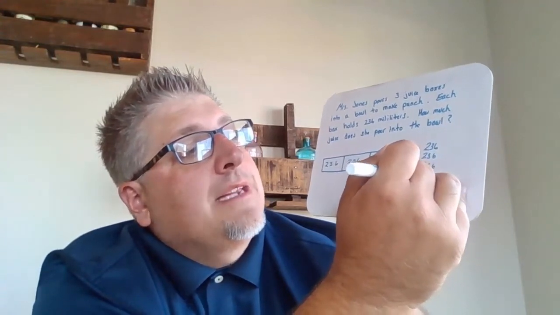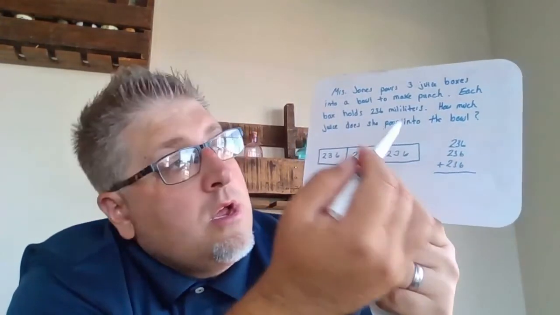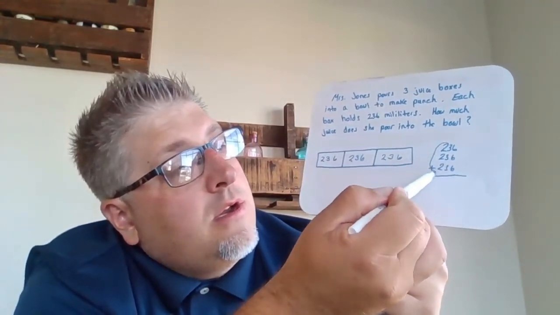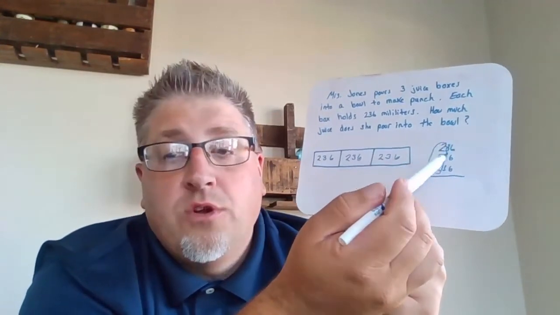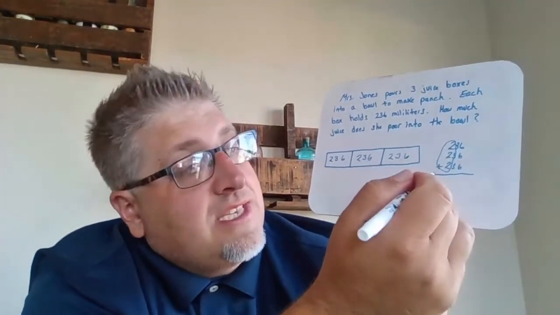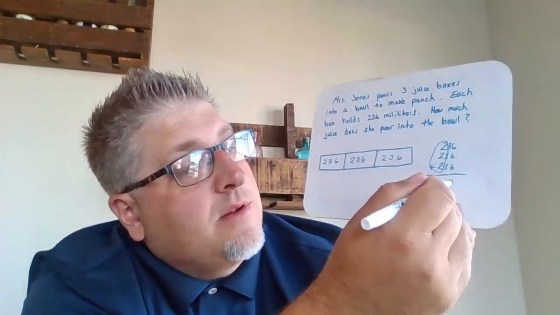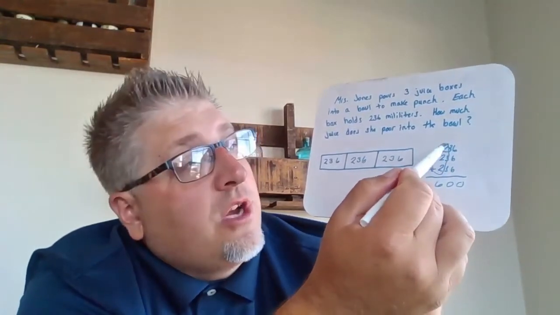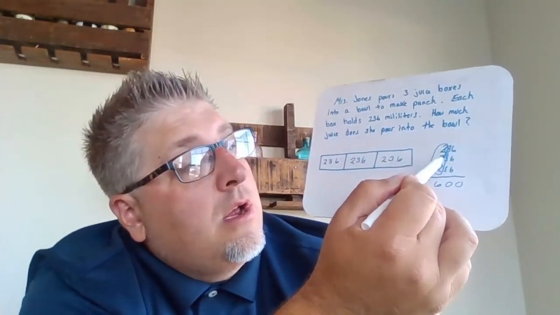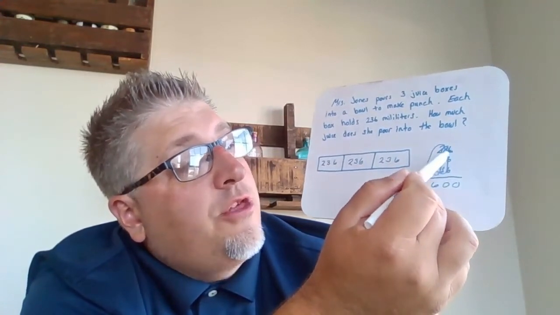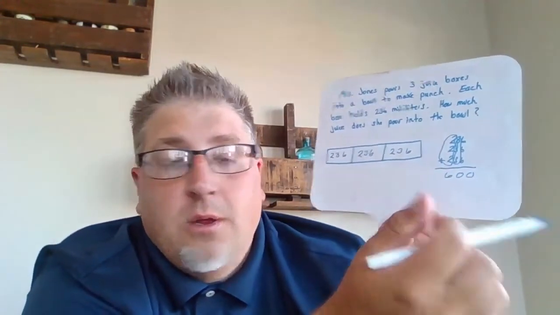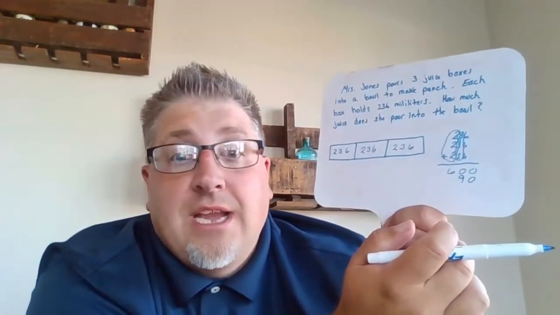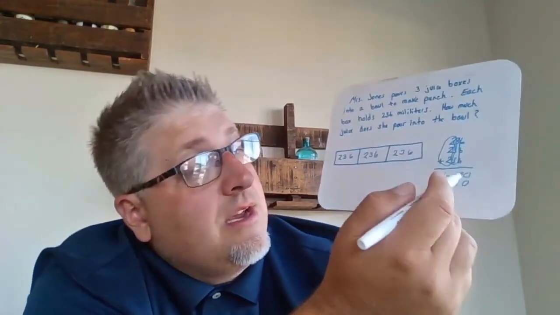I'm going to attack this a little bit different. I know I have 200, 200, and 200. So I have 200 plus 200 plus 200, which is 600. We're going to add from left to right this time. So I have 600 right there. Now let's take a look at the 36. So let's look at the 3. Here I have 30, 30, and 30, which would give me 90. And then the 6s, I'm just going to add those up. 6 plus 6 plus 6 gives me 18.